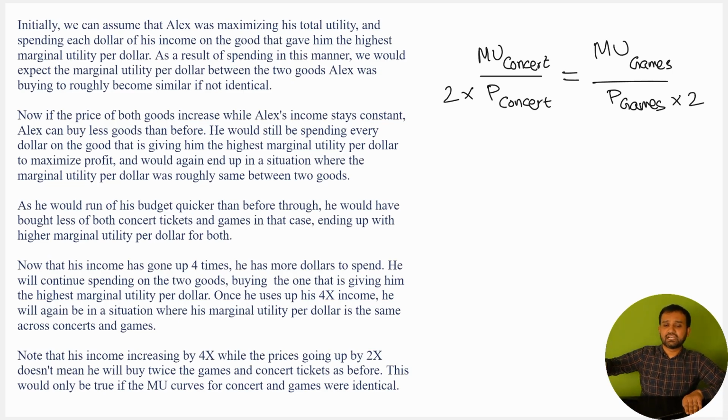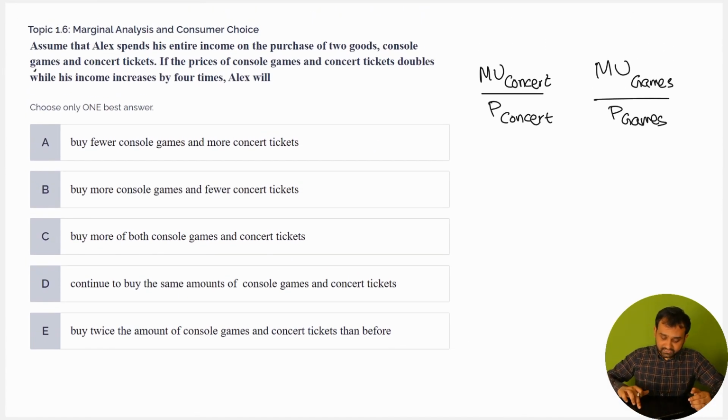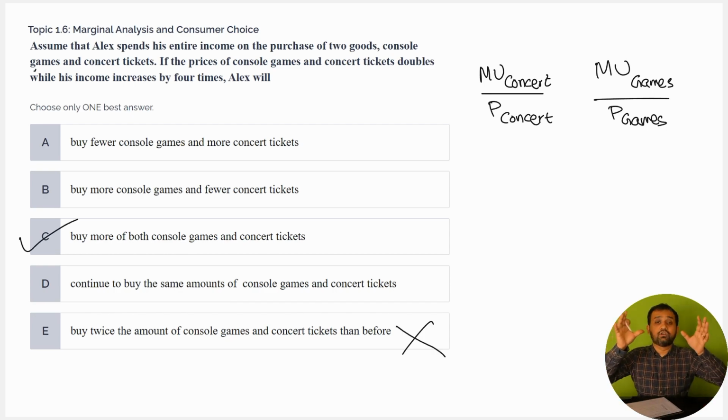We know with this extra income, eventually the marginal utility per dollar will become equal, but we do not know what the marginal utility values are based on the information that we have. So as a result, we just know he will be buying more of both goods. We don't really know whether the ratio in which he was buying them would change or not. So as a result, if you go back up here, the answer to this question is not buy twice as much. It will just be buying more of both console games and concert tickets.